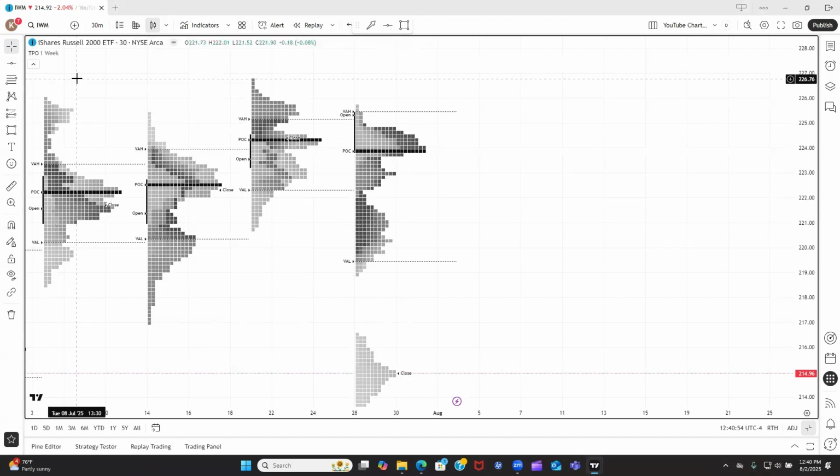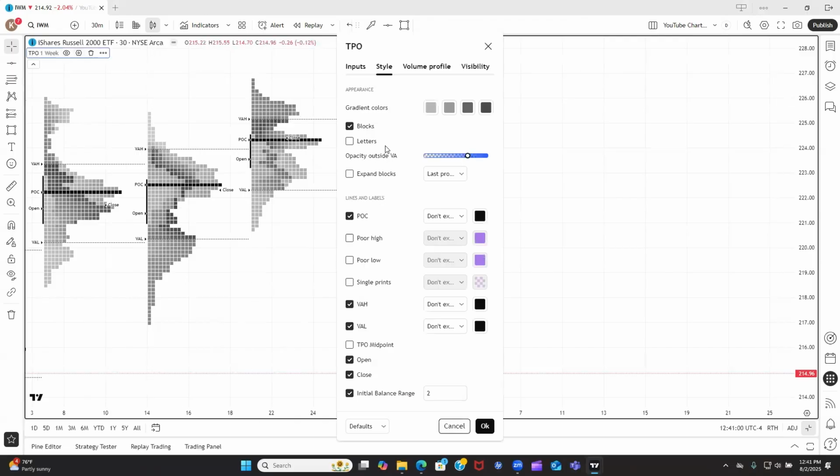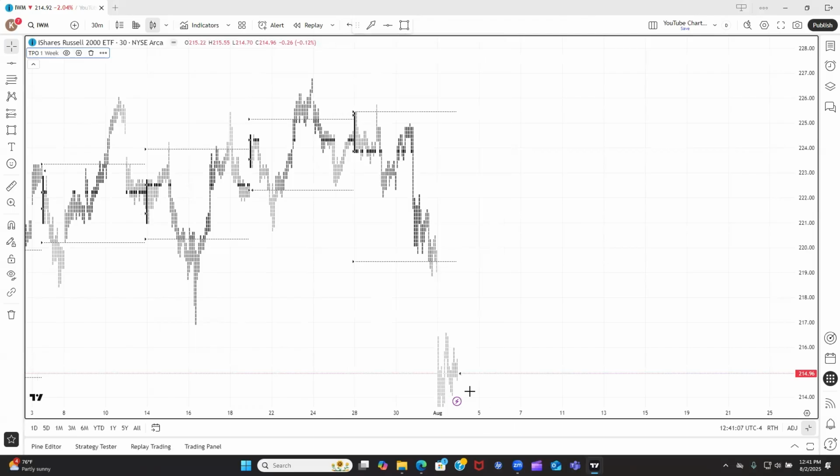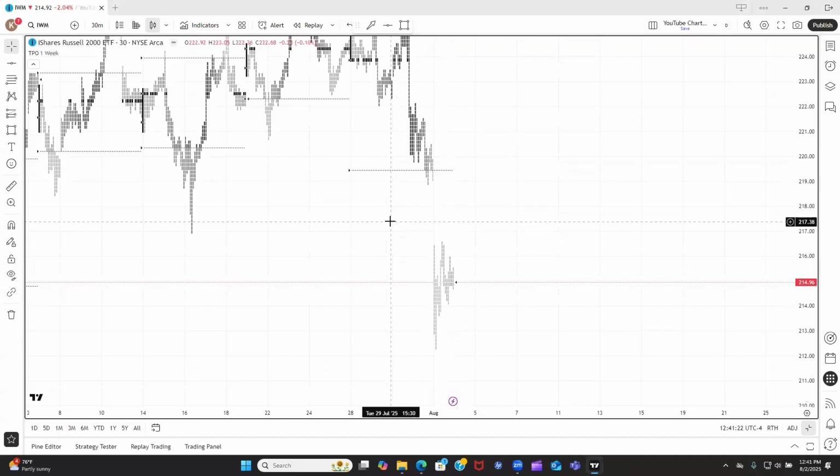I like to extend it because extending it actually provides you more. So if we go back up to the settings, I like to again extend those blocks, I like all of them to be extended, and hit OK. So now it's giving you the same profile. It's breaking it up in each week. Value high, value low of this week, value high, value low of this week, and then this past week, value high, value low, with the profile down here from Friday.